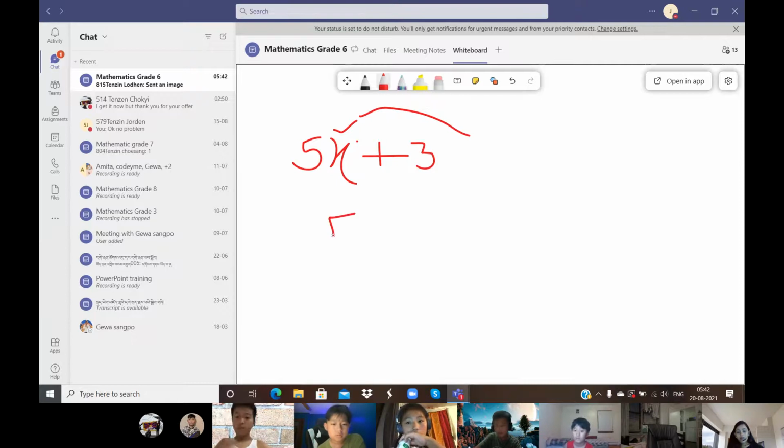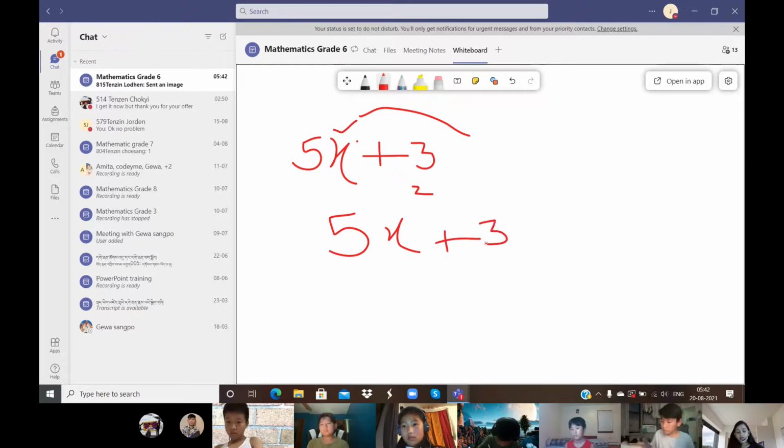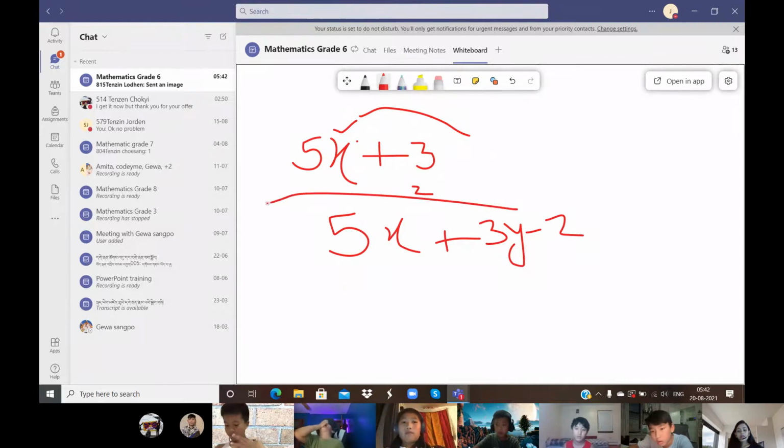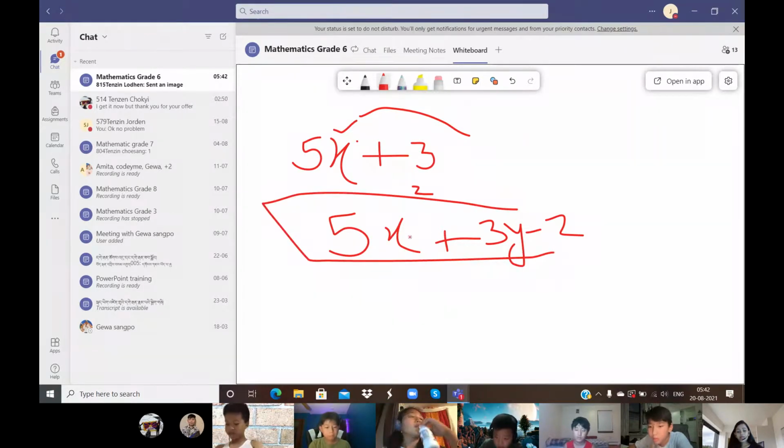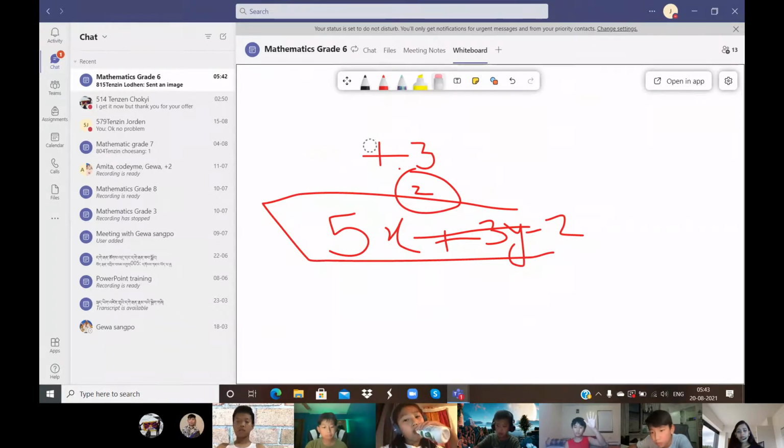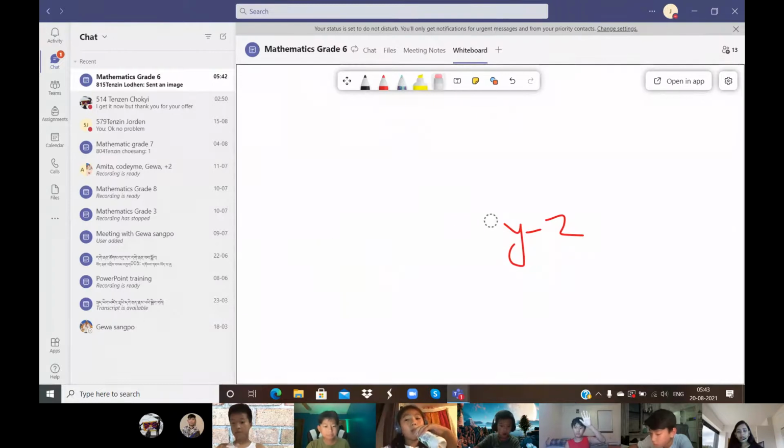If an expression is written like 5x squared plus 3y minus 2, is it a linear expression? No. It is not a linear expression because it has two variables. It should only have one variable and the power should be one. I think you all understand what a linear expression is. Now, linear equation.